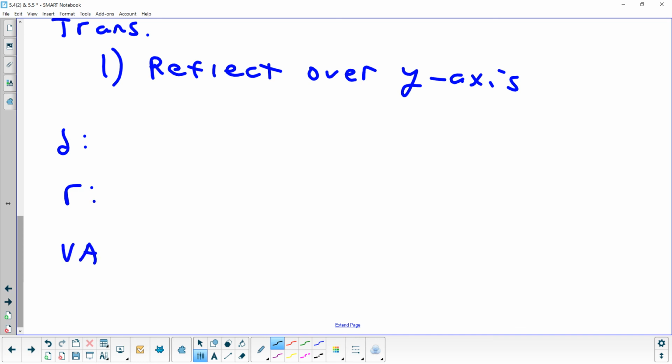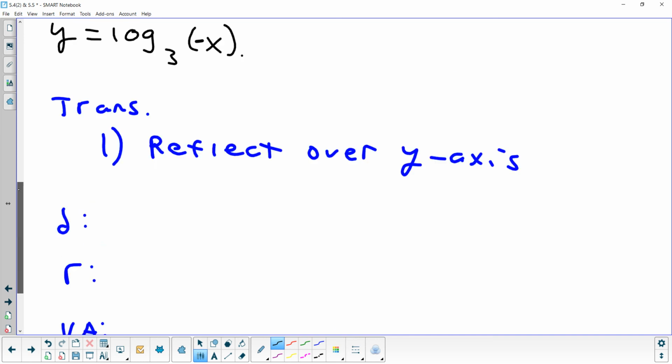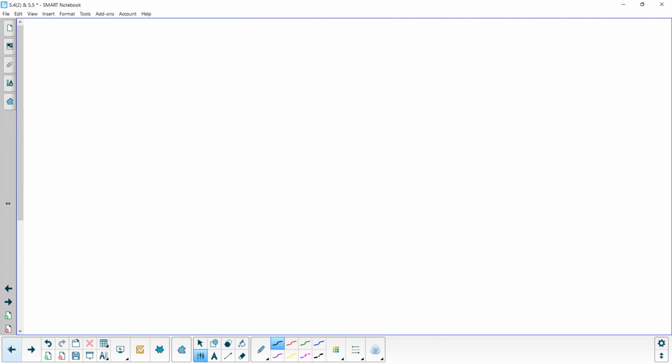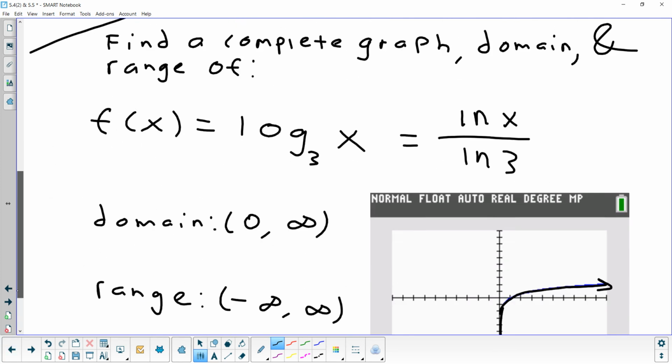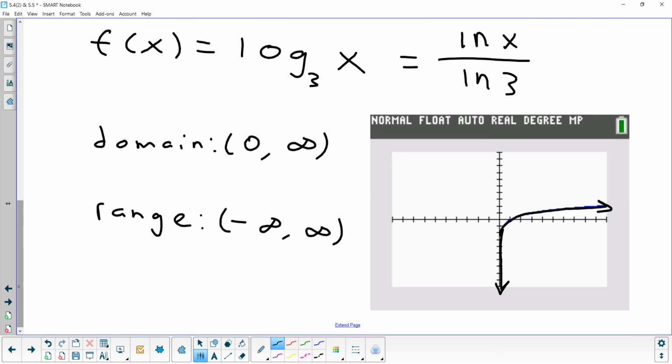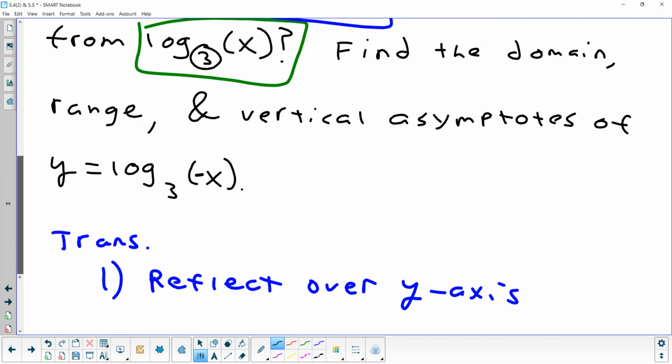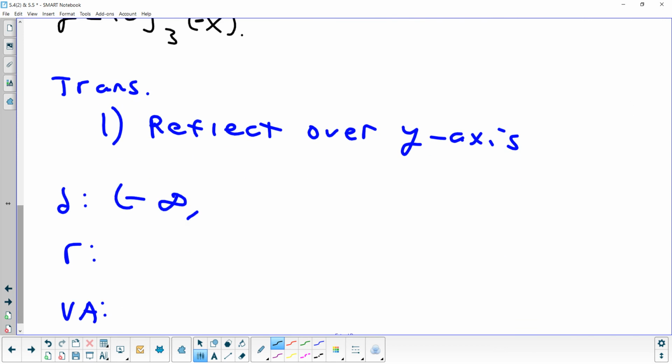Domain, range, vertical asymptotes. Well, if we know what the domain and range are for the one we just did, log base 3 of x, you are reflecting this horizontally. So it's going to look like that. So what's going to be the domain once we reflect it? Sophie? It's going to be negative infinity to 0. How about my range? Yep. It's going to be negative infinity to positive infinity. It's still negative infinity to infinity.